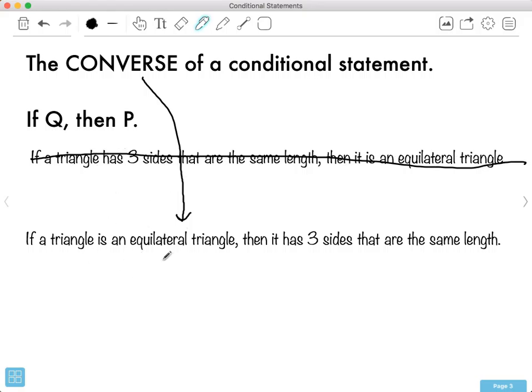Now, sometimes grammar can play a little part in this. You have to be a little bit careful maybe of your phrasing, but it's the idea that you're trying to reverse. If you're looking at an equilateral triangle, then it has three sides that are the same length.